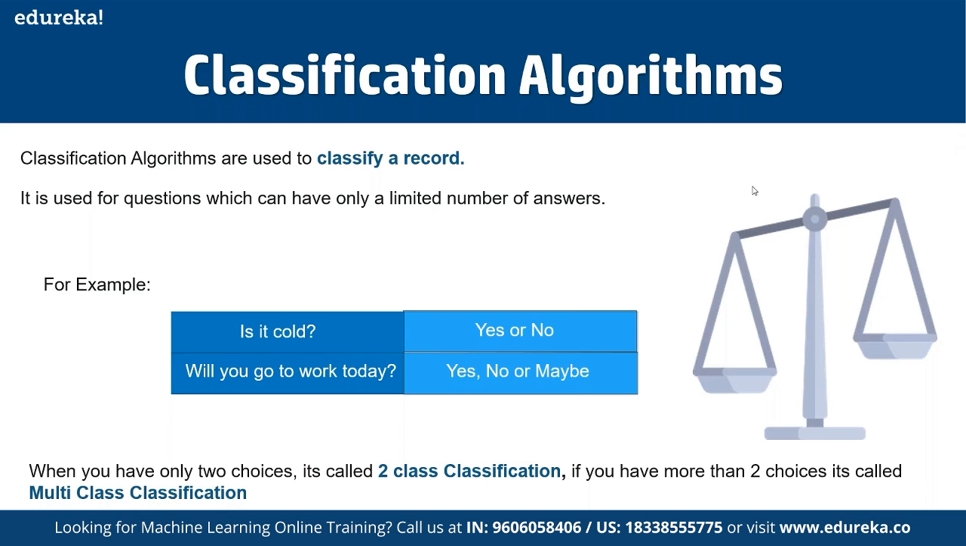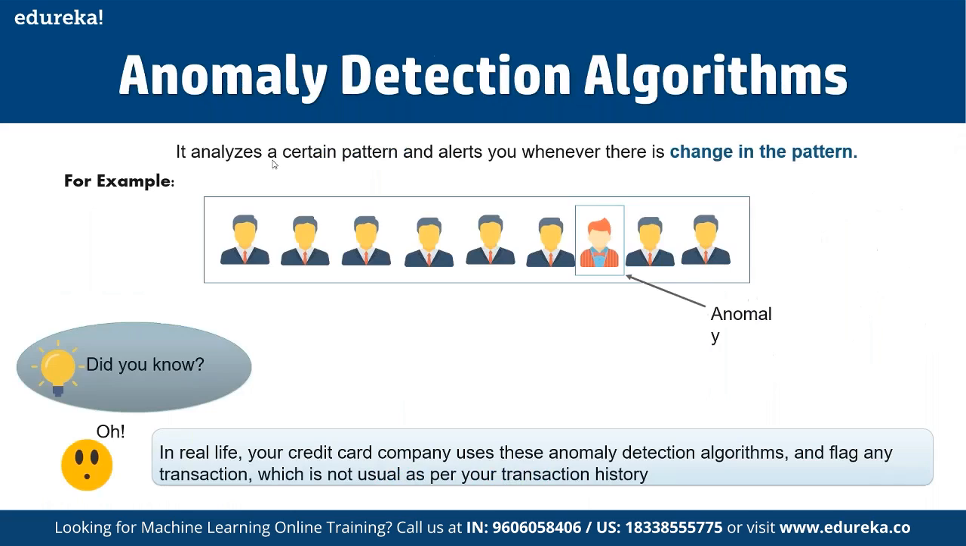All right. For example, let's say we are going to analyze a certain pattern and alert whenever there is a change in the pattern. Let's say we have the given images, and out of these images we have to find the odd one out. So this one is going to be a complete anomaly. In real life, your credit card company uses these anomaly detection algorithms and flags any transaction which is not usual as part of the transaction history.